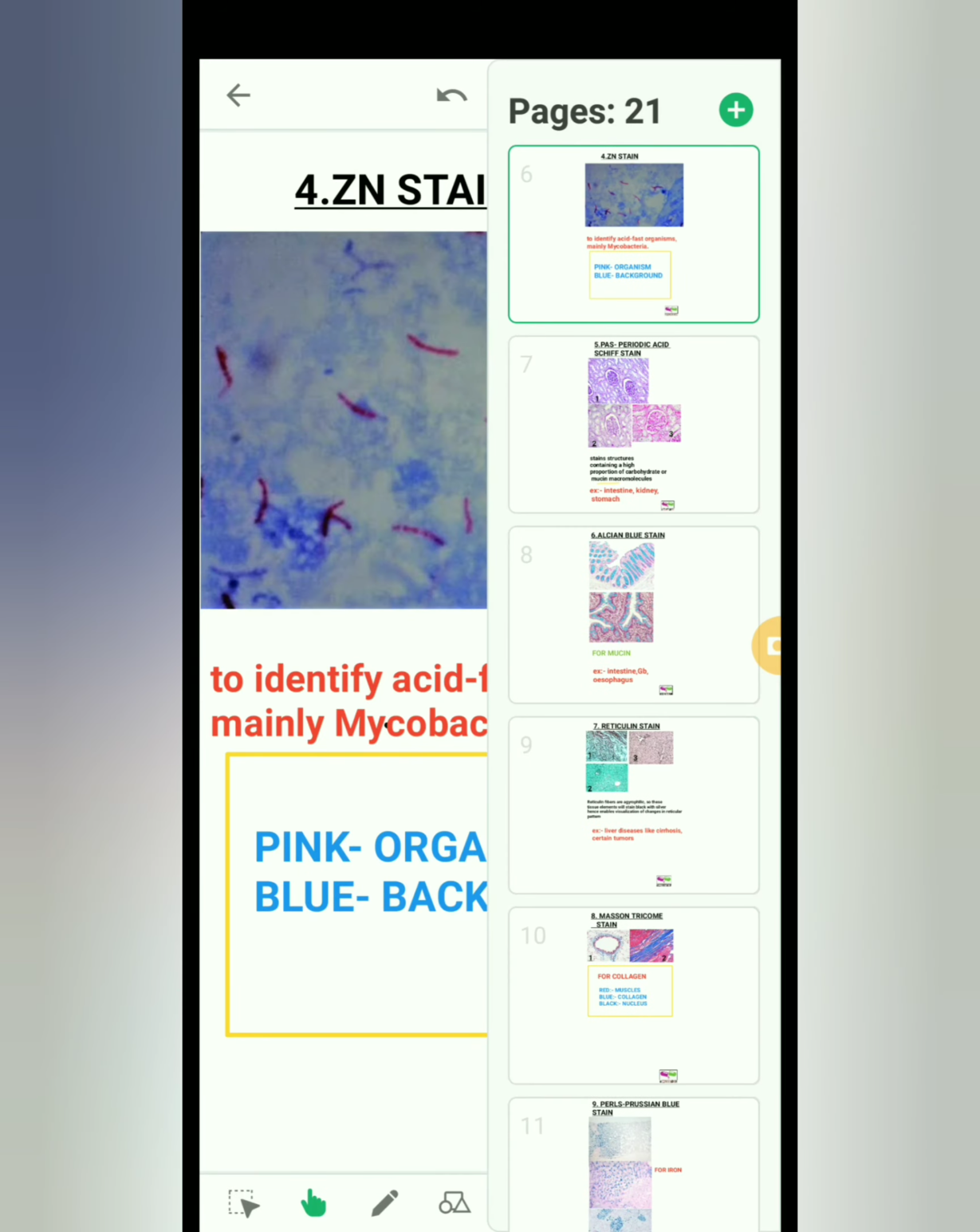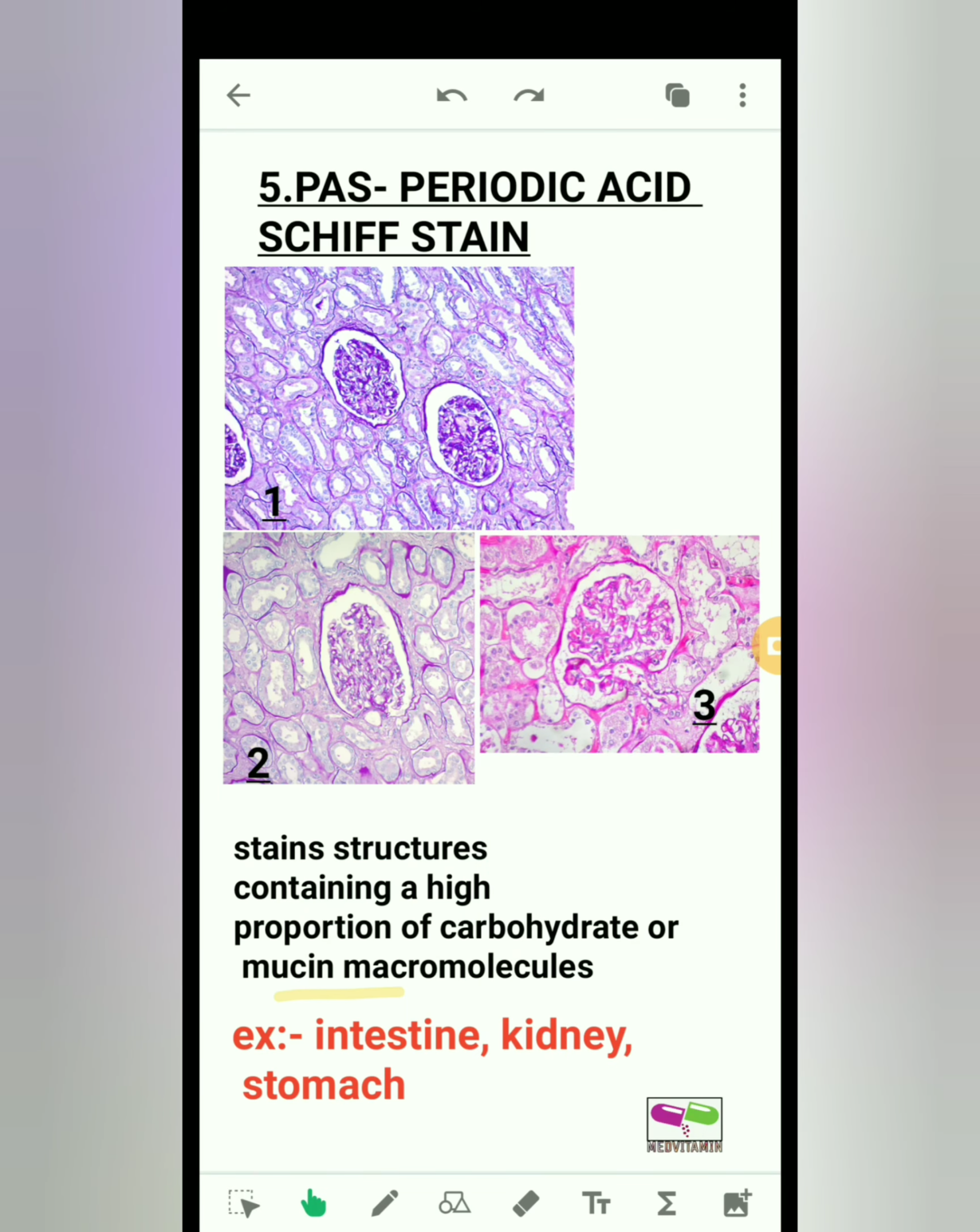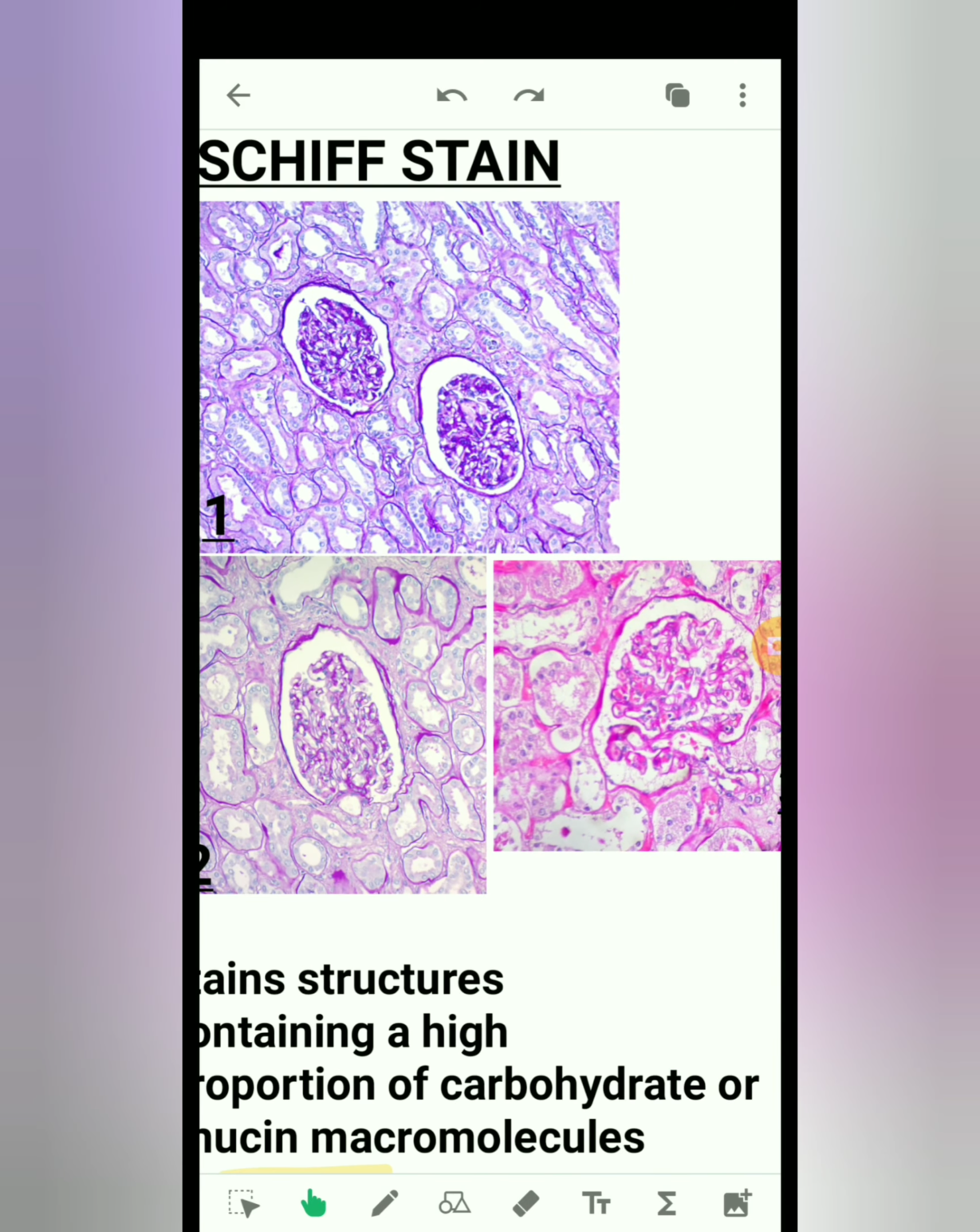Now the next slide is about PAS. The PAS staining, or periodic acid Schiff staining, will stain structures containing a high proportion of carbohydrate and mucin macromolecules, hence stains intestine, kidney and stomach. This slide shows kidney glomeruli.